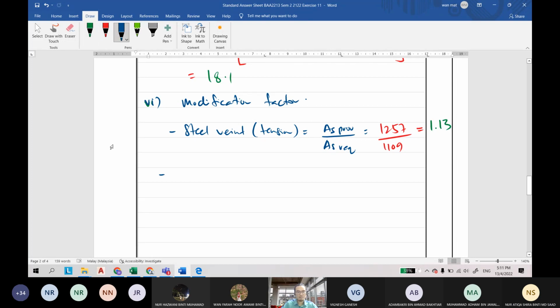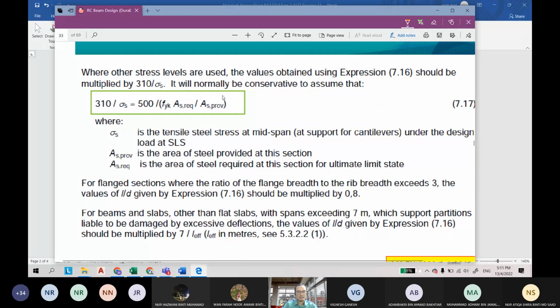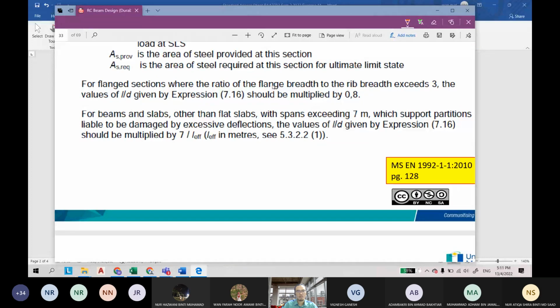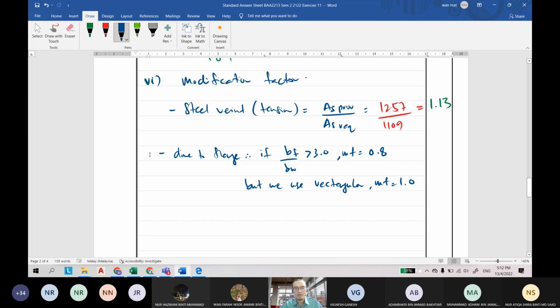And then the second modification factor. The first one is for the steel reinforcement, and this one is for flange sections where the ratio of flange breadth to the rib breadth exceeds 3. The values of L over D given by expressions 7.16 should be multiplied by 0.8. Due to flange, if B flange over BW exceeds 3.0, the modification factor is equal to 0.8. But our case uses a rectangular section, so our modification factor is equal to 1.0. Be careful about this one.